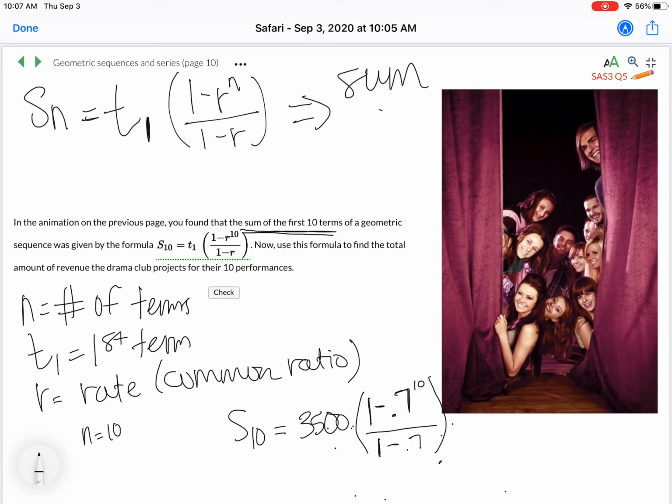Okay, so I'm going to write this so you can see it. N is 10, T1 is 3,500, and R is 0.7. So as long as you know all of this information, it's really, really simple. Okay?